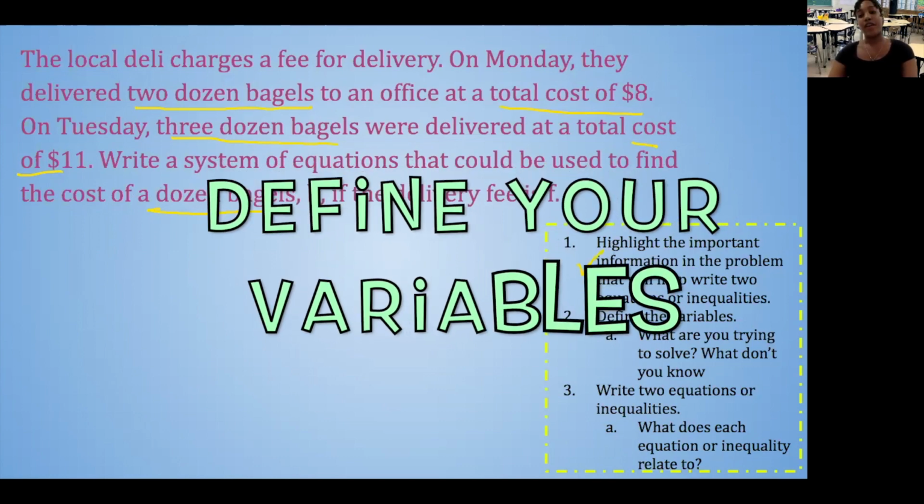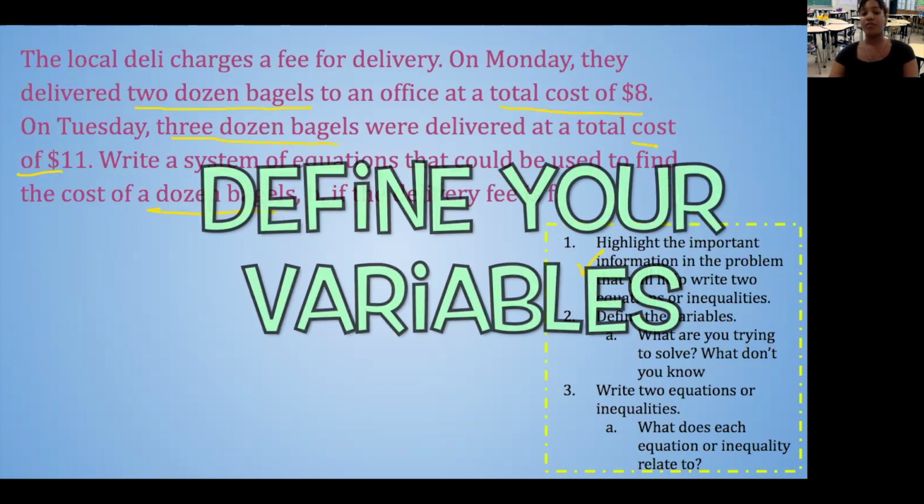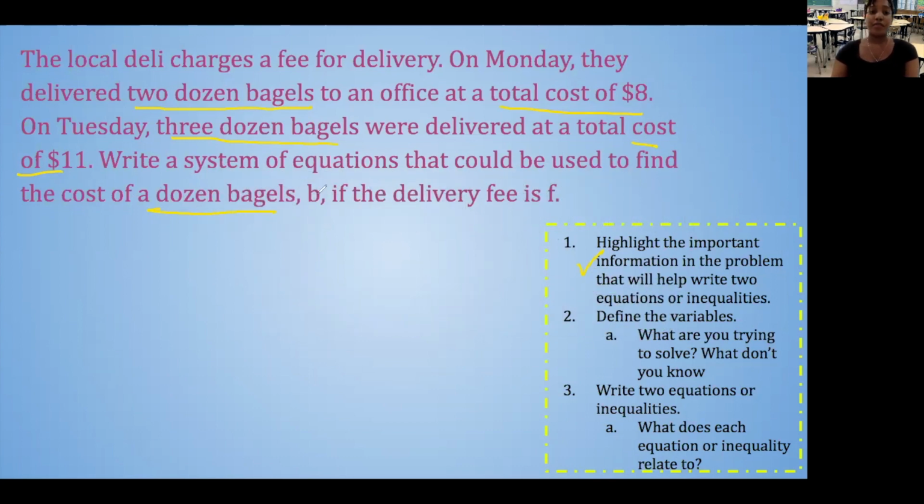Next is to define variables. But like we told you before, if the variables are already in the problem that they tell you to use, you don't necessarily have to define them, but these are the variables you have to use. So B means a dozen bagels, and F is for fee.